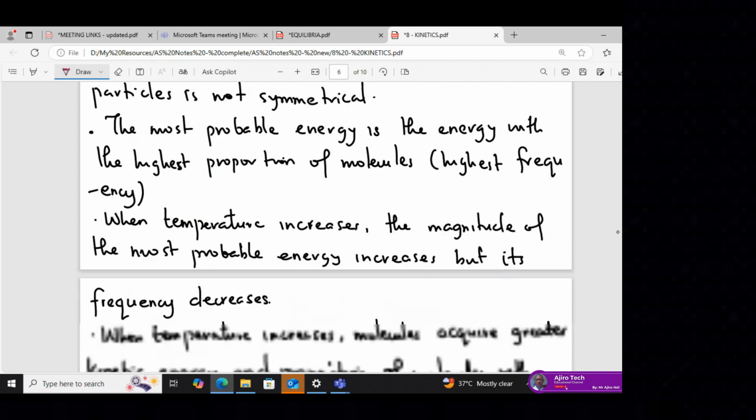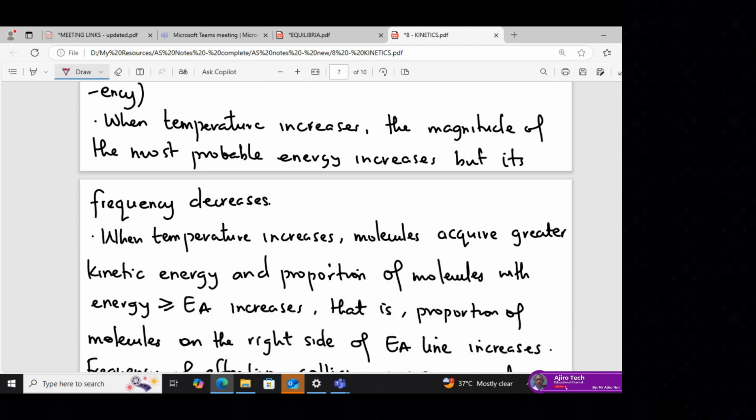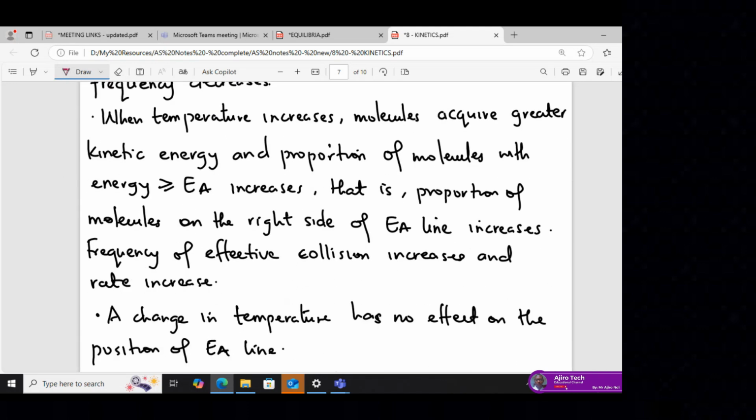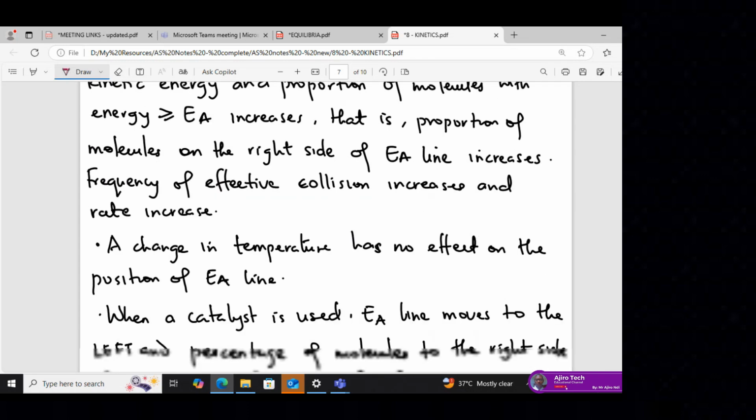When temperature increases, molecules acquire greater kinetic energy, and the proportion of molecules with energy greater than or equal to the activation energy increases. That is, the proportion of molecules on the right side of the activation energy line increases. Frequency of effective collisions increases and rate increases. A change in temperature has no effect on the activation energy line.